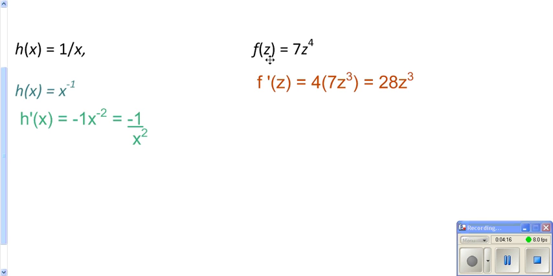When you're looking at f of z and want to take your derivative, you have a number in front. That's fine. Just leave it there. Put your exponent down in front, which is your 4. Decrease your exponent by 1, comes down to 3. Then your 4 times your 7 that's now in front is your 28. So your derivative, f prime of z, is 28z cubed.